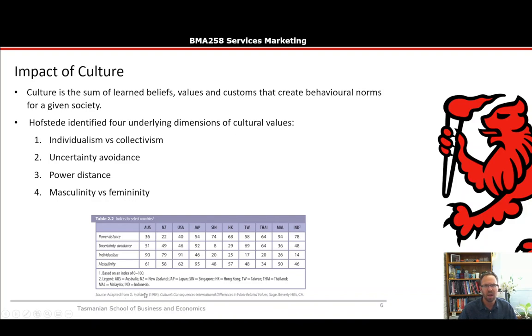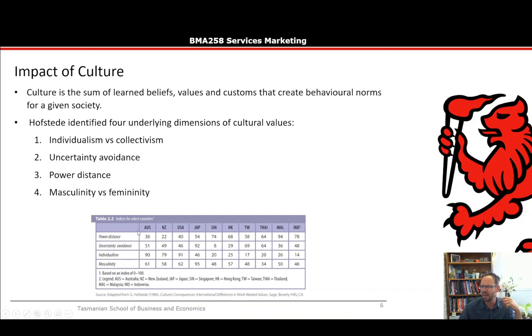I've got the journal article down here, originally published as Culture's Consequences, International Differences in Work-Related Values, and these are often called Hofstede's cultural dimensions. We've got the table here. The first one is individualism versus collectivism. The next one is uncertainty avoidance. The third one is power distance. And then the last one is masculinity versus femininity.